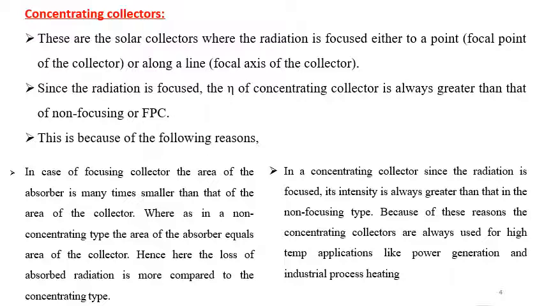In a focusing collector, the area of the absorber is many times smaller than the area of the collector, whereas in a non-concentrating type, the area of the absorber equals the area of the collector. Hence, the loss of absorbed radiation is more compared to the concentrating type. And in a concentrating collector, since the radiation is focused, the intensity is always greater than the non-focusing type. Because of this, concentrating collectors are always used for high temperature applications like power generation and industrial applications.